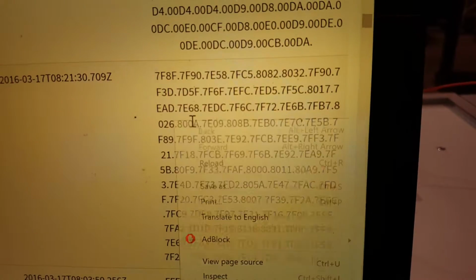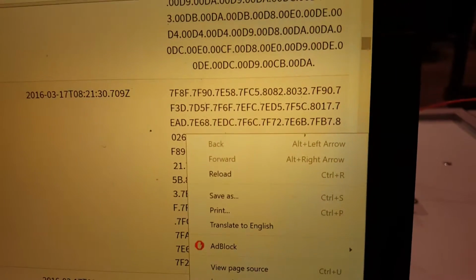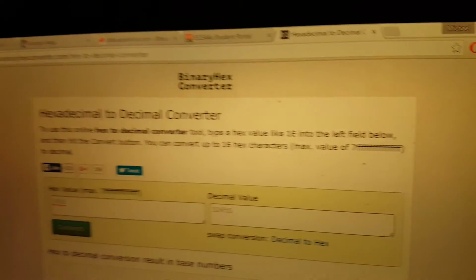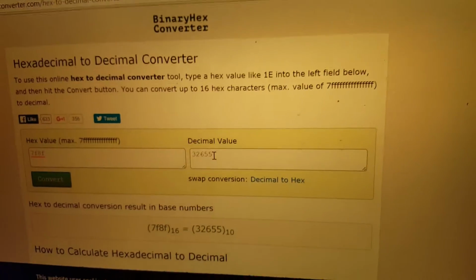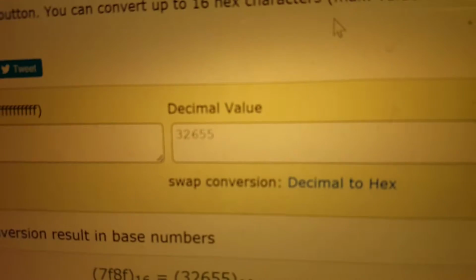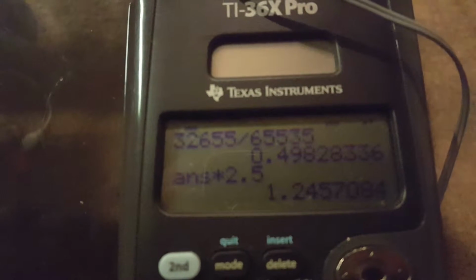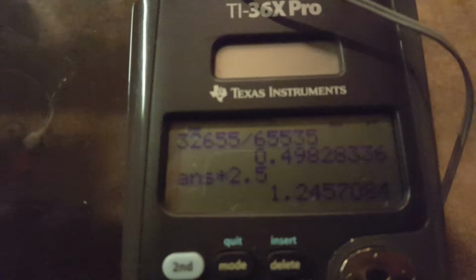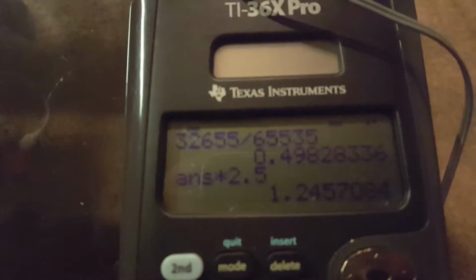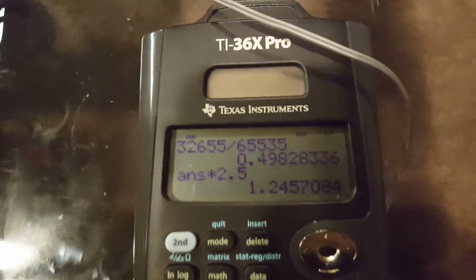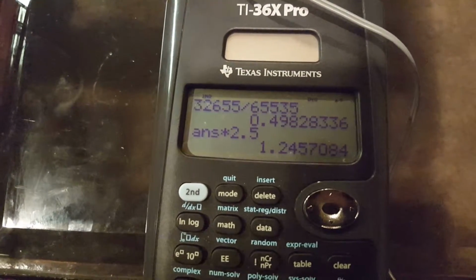We go over to our calculator. Let's get a hex value first. We look at just the first data, for example, 7F8F. We go to our hexadecimal converter. I converted 7F8F to 32655. Over to our calculator, we see 32655 out of 65535 because it's a 16-bit ADC, and then times 2.5, which is our max voltage. We get about 1.25. So we know that the data being sent from channel 0 is accurate.